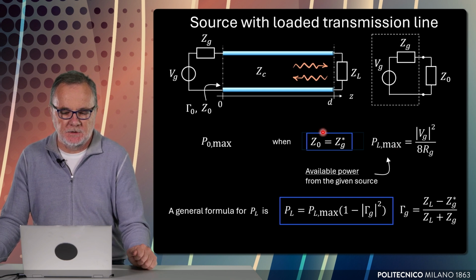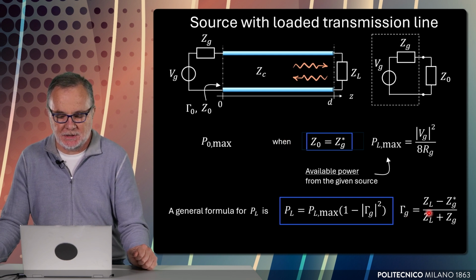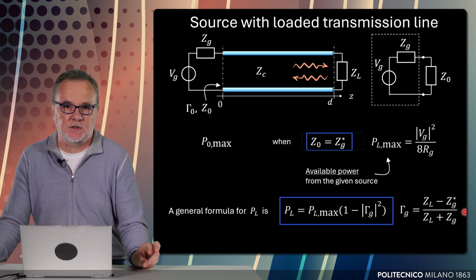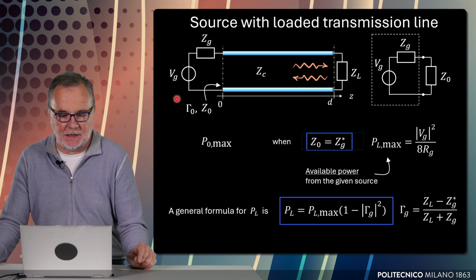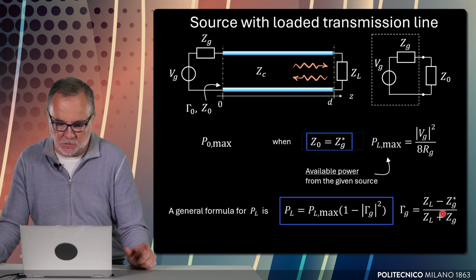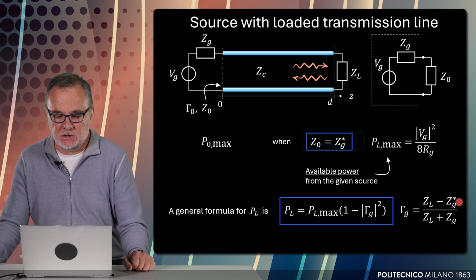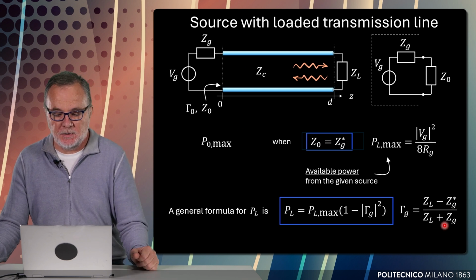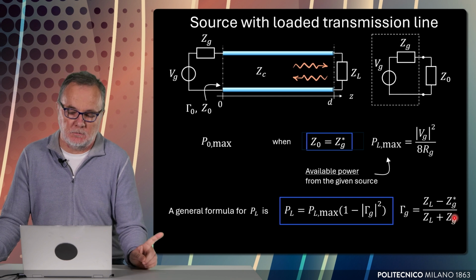In general, if this is not so, then we can introduce a reflection coefficient at the source, gamma g, which is quite a weird expression because, unlike the common expression of the reflection coefficient, it is Z naught minus ZG complex conjugate divided by Z naught plus ZG, if we want to compute what happens here.